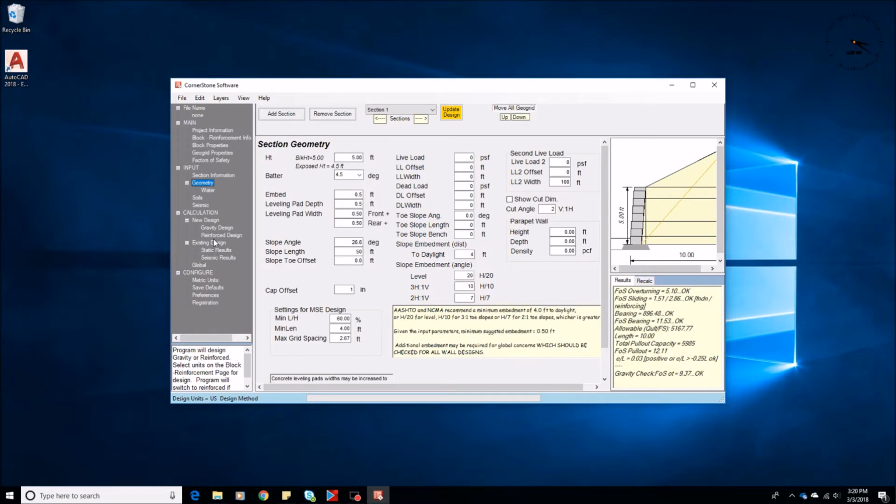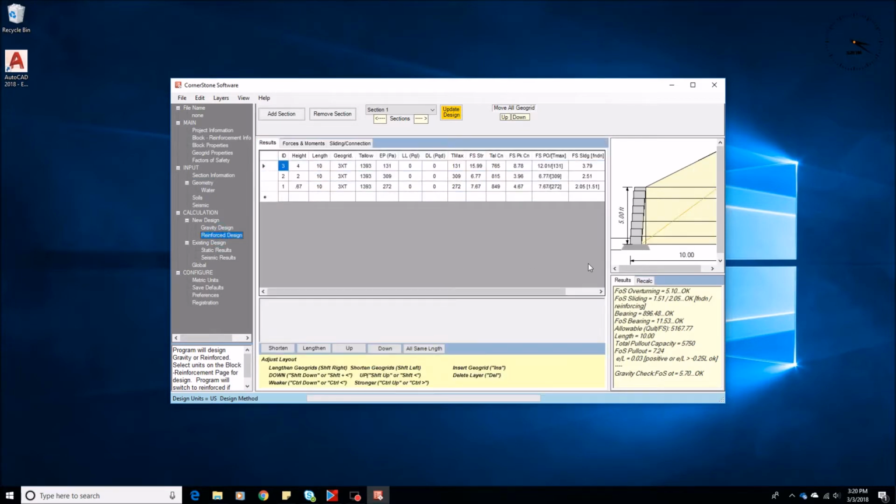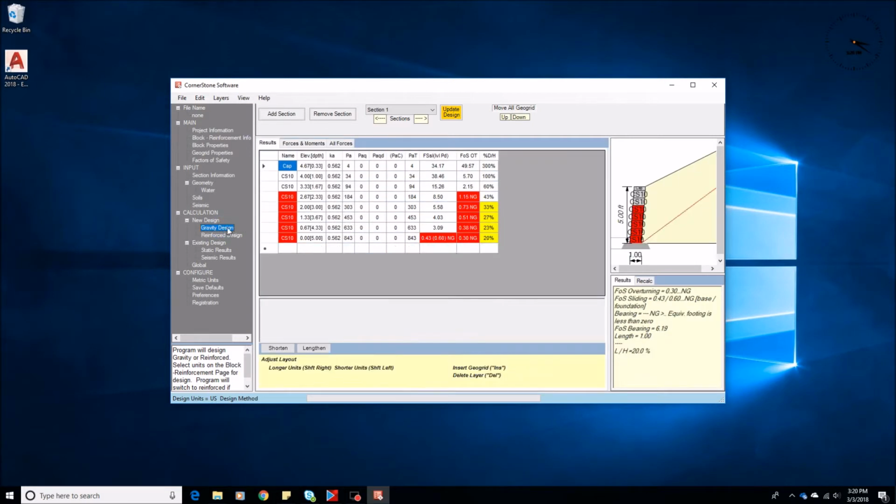If we look at a reinforced design, what's happening is there's your slope angle, there's a failure plane, they're almost parallel. And if we look at a gravity wall design, you can see our Ka's, our active earth pressure coefficients, are getting very large.